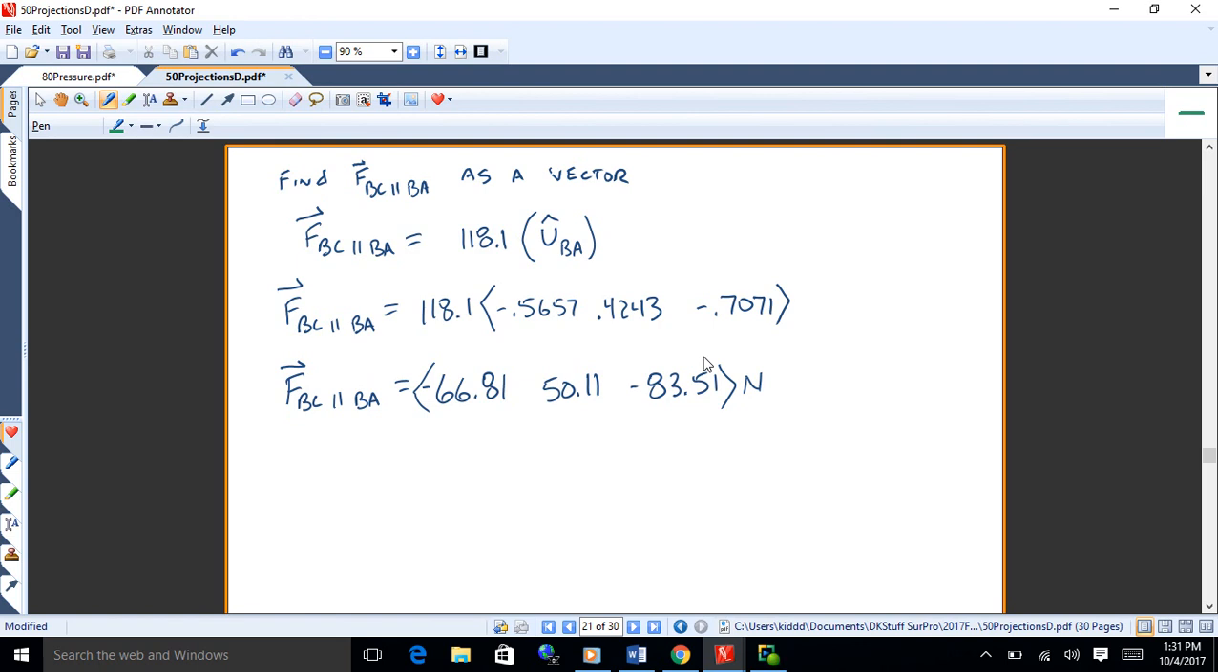Multiply them together. Now, see, had we gone UAB, our magnitude would have been negative 118, and our UAB would be the negative of UBA. So you'll multiply two negatives together and it'll come out the right way. So if you pick the wrong direction for the unit vector, it'll all come out in the wash. You just get two negatives in there, and it'll all just come out.